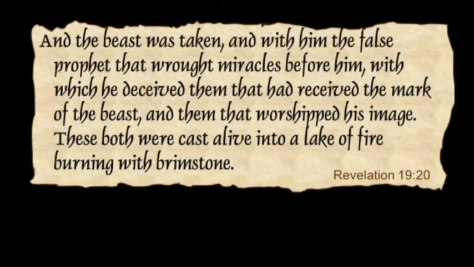But the beast was taken, and with him the false prophet. Remember in Revelation 13, there's two guys. It's not one Antichrist. There's two people. One we call the beast, and the other beast they call the false prophet. One apparently is the political leader, and the other one is the one that causes everyone to worship the political leader. But it's a duet.